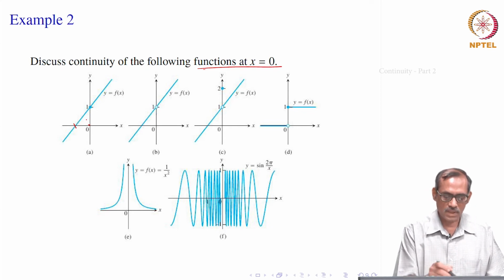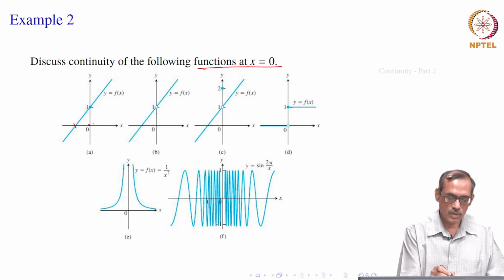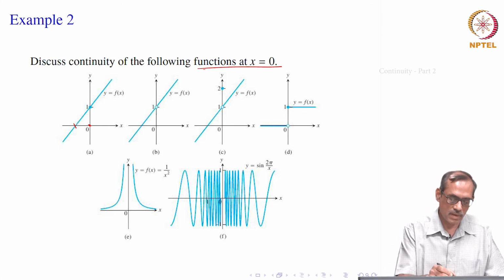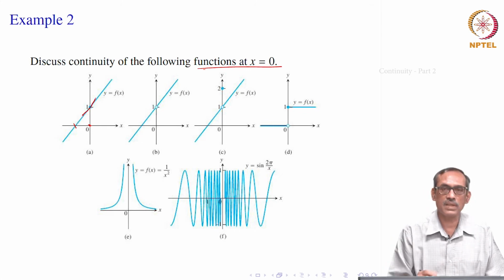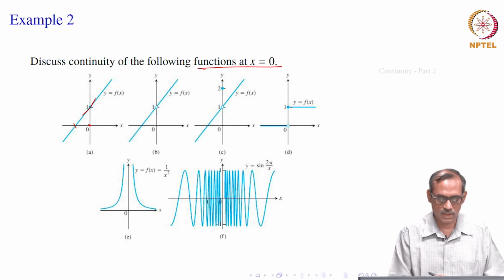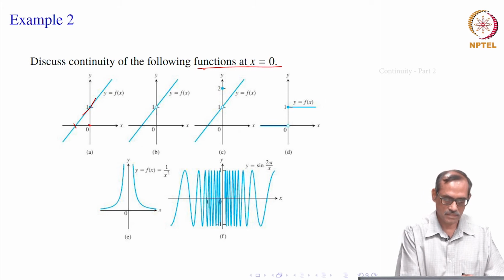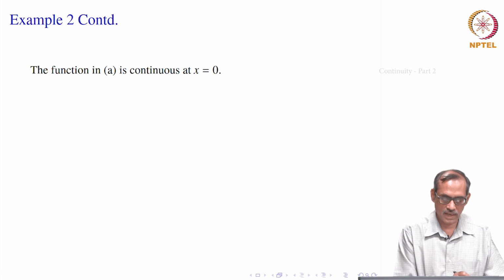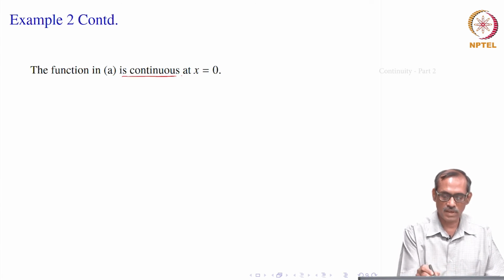Okay. But for this function we want to find out at x equal to 0 whether it is continuous or not. As it looks, you do not have to lift the pen, you can draw including that point 0. At the point 0, f of 0 equal to 1. So, it should be continuous. Left side limit equal to right side limit equal to the functional value f of 0. That is what we say, that it is continuous at x equal to 0.